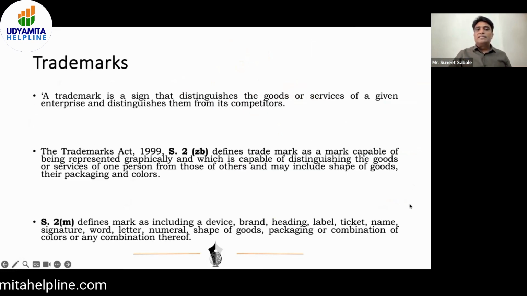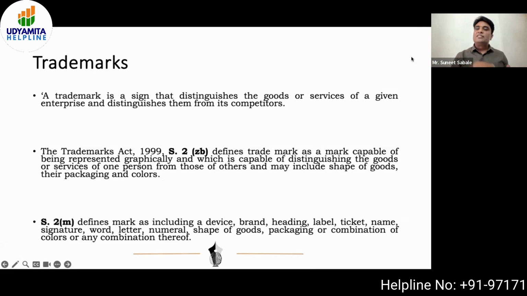Okay. So a trademark is a sign that distinguishes the goods or services of a given enterprise from its competitors. The Trademark Act 1999 defines a trademark as a mark capable of being represented graphically, which is capable of distinguishing the goods or services of a person from those of others, and may include the shape of goods, their packaging, and colors also. Okay, mineral water bottles have unique colors. Those colors are also protected. Even if you see some products, they also have unique colors.